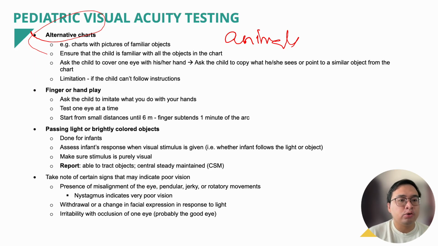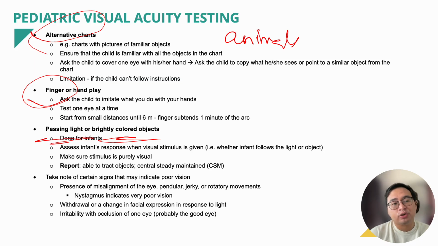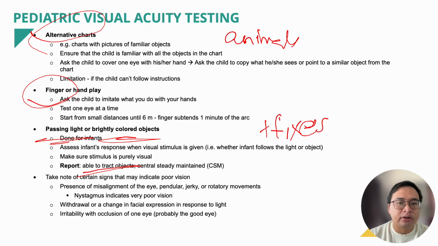Aside from that, you could also do finger or hand play. You would ask the child to imitate what you do with your hands. But still, you test one eye at a time. Okay? For infants who are not verbal yet, you could use passing lights or brightly colored objects. So, what are some of the things that you could write in your chart? You could write there, able to track objects. If the infant is following the movement of the brightly colored object, you could also write fixes and follows.